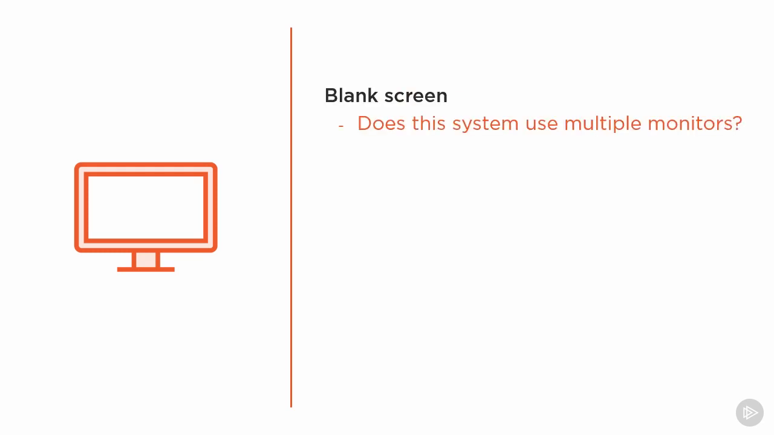The other thing to consider is, what if we just have a blank screen? What would cause that? Well, the first thing we'd have to know is if the system is using more than one monitor. The other thing we'd have to think about is, is there a problem with power? Even the basic stuff. Is the power cable plugged in? Is the power turned on? Or we might have a problem with our AC outlet in the wall for power.